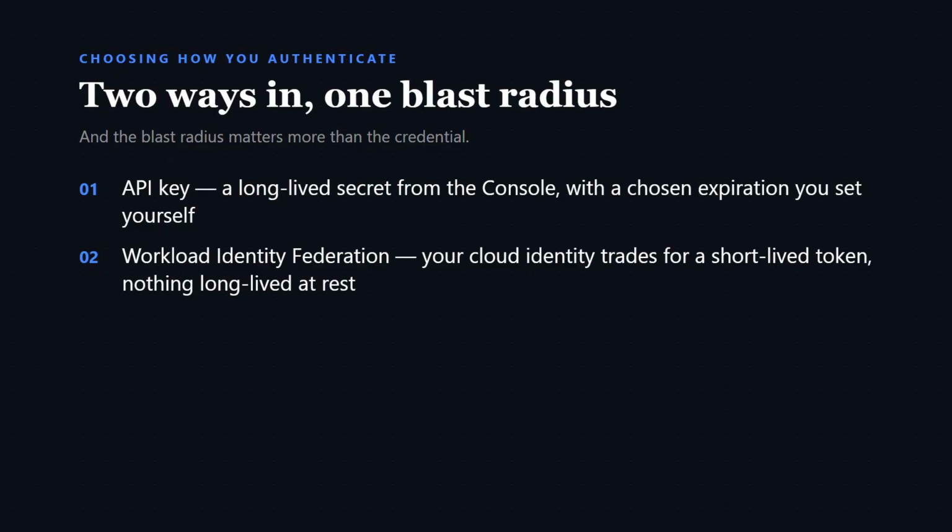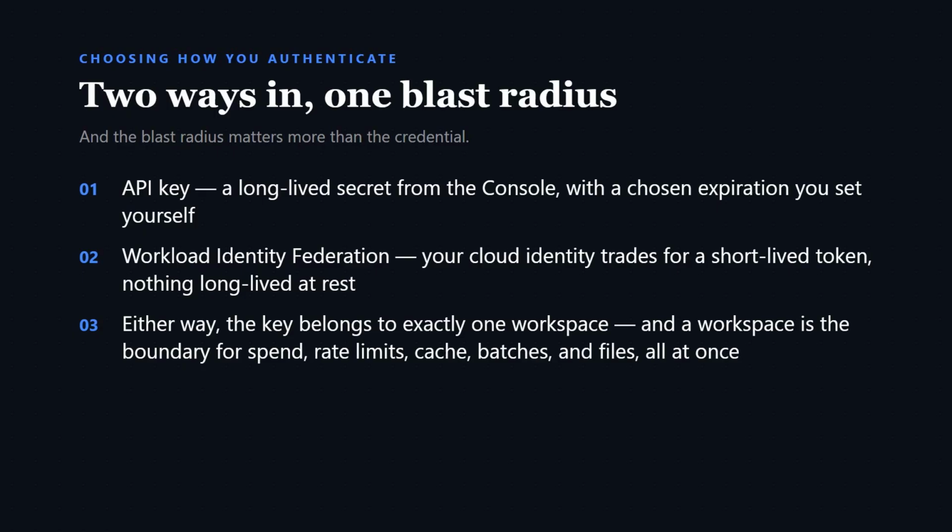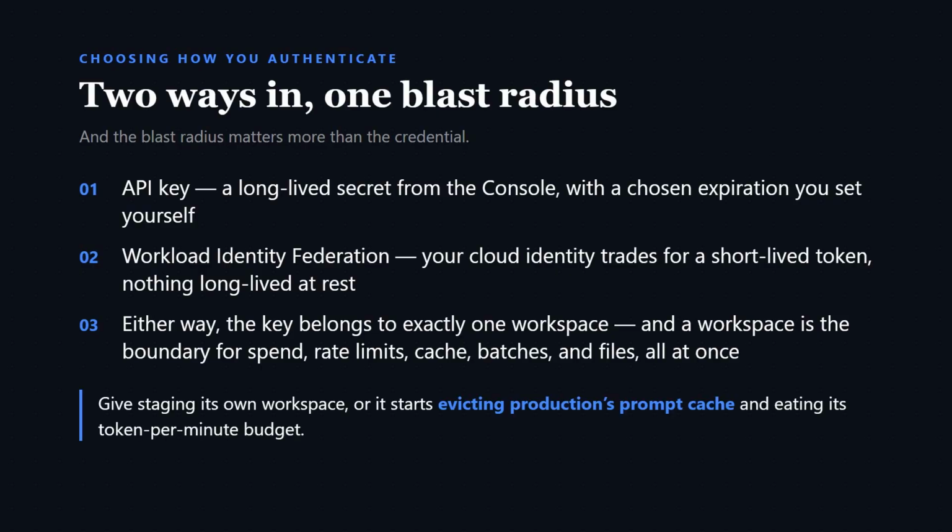Either way, that key belongs to exactly one workspace, and a workspace is doing 5 jobs at once: spend limits, rate limits, prompt cache isolation, batch visibility, file storage. Give staging its own workspace, or it starts evicting production's prompt cache and eating its token per minute budget.